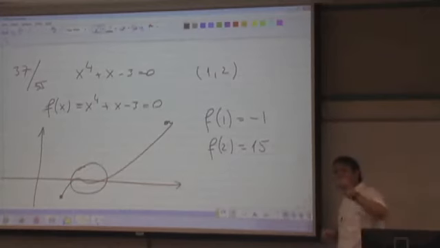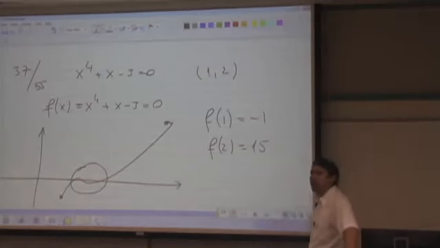Now, when you take your graphing calculator, and you put in that particular function in there, and you say, find me a root, do you know what your calculator does? This.